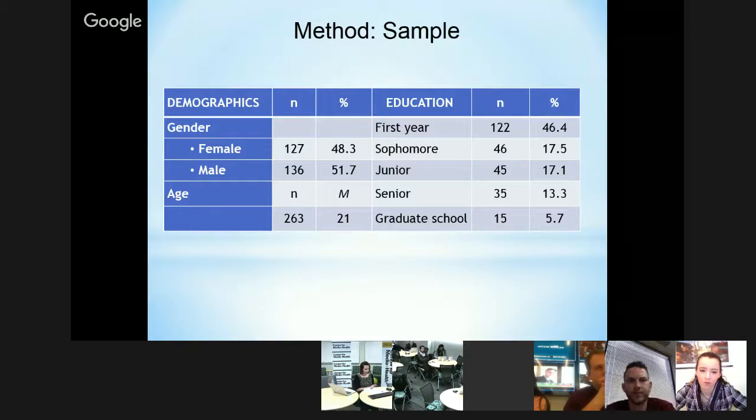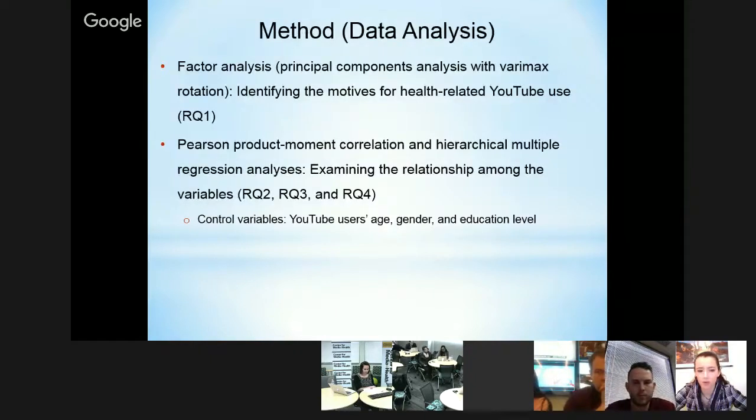This slide shows the demographics of the 263 YouTube users that we used as our actual sample for the study. You can see that it was about even male and female, largely first-year students, average age of 21. The data analysis that we completed on the surveys were factor analysis to answer research question 1, and Pearson product moment correlations and hierarchical multiple regression to answer research questions 2 through 4. Control variables were the user's age, gender, and education level. And at this point, I'm going to turn it over to Daniel, who will tell you what we found.